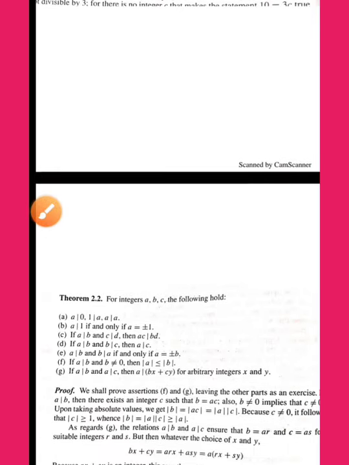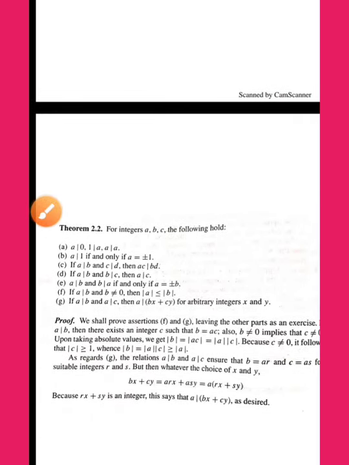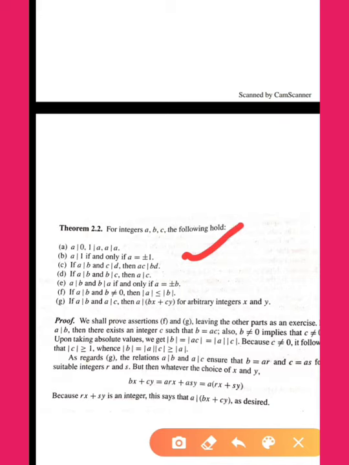We can say any integer is a divisor of 0. This is the first property. Any integer is a divisor of 0. 1 is a divisor of any integer, and a is a divisor of a, meaning any integer is a divisor of itself. Now, an integer a is a divisor of 1 if and only if a is equal to plus or minus 1. This is the second property.